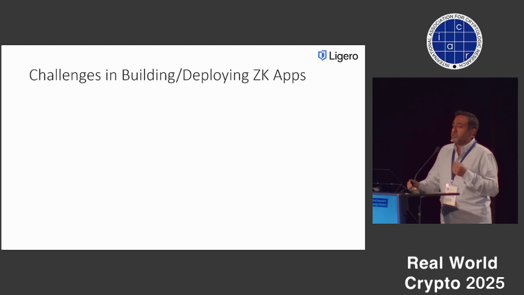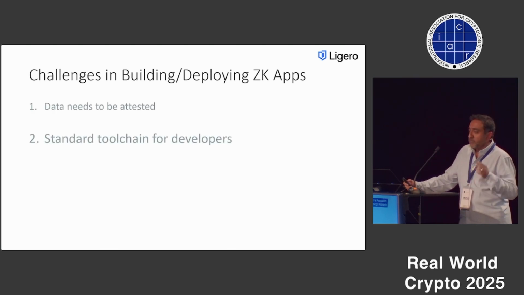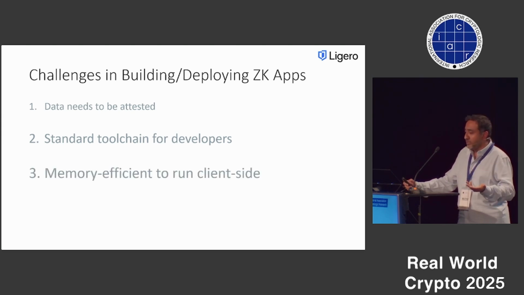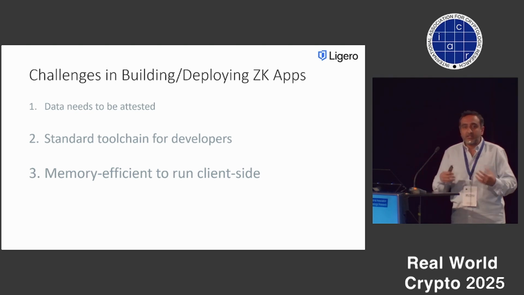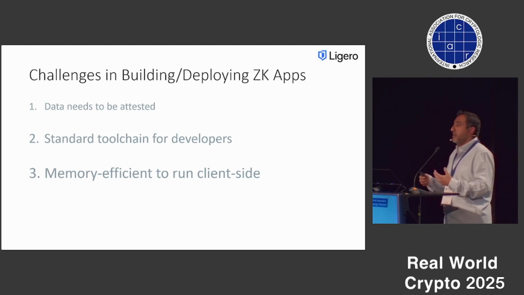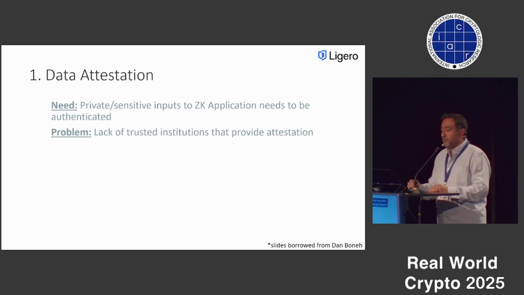So what are the challenges in building and deploying these zero-knowledge applications? First, data needs to be attested. Second, you need a standard toolchain for developers, not new languages. And finally, I want to say one of the technical bottlenecks is that zero-knowledge proofs, at least the way they are designed, are inherently memory inefficient. So I want to talk just maybe 1 minute about each of these points.